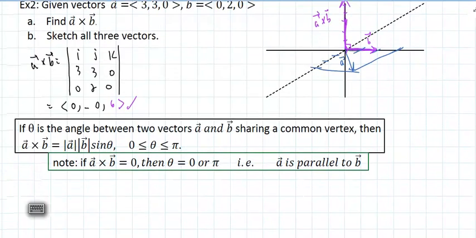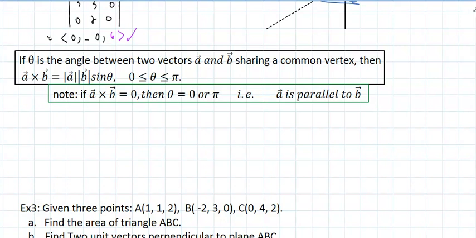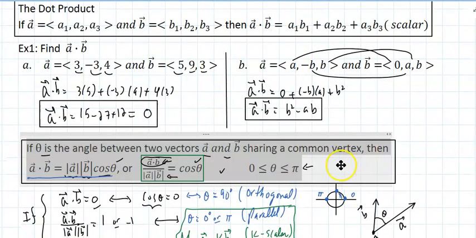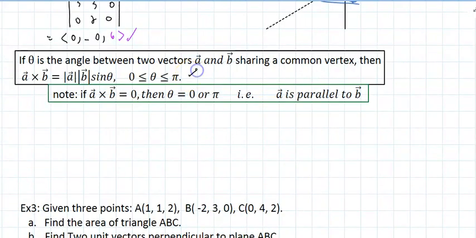Alright, a formula that works out, something that we need to get out of the cross product. If theta is the angle between two vectors A and B sharing a common vertex, then the magnitude of A cross B is the magnitude of A times the magnitude of B times the sine of theta. This formula we don't use that much, unlike the dot product. The dot product we use a lot. A dot B is the magnitude of A, magnitude of B times, if you recall, cosine of theta. That we use a lot more. But this one we really don't use much, but it's good to know.